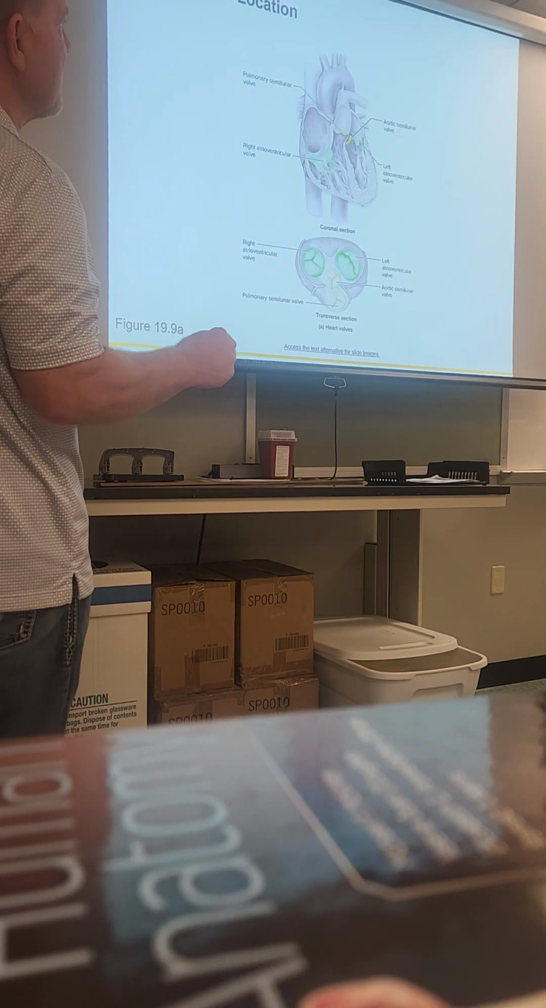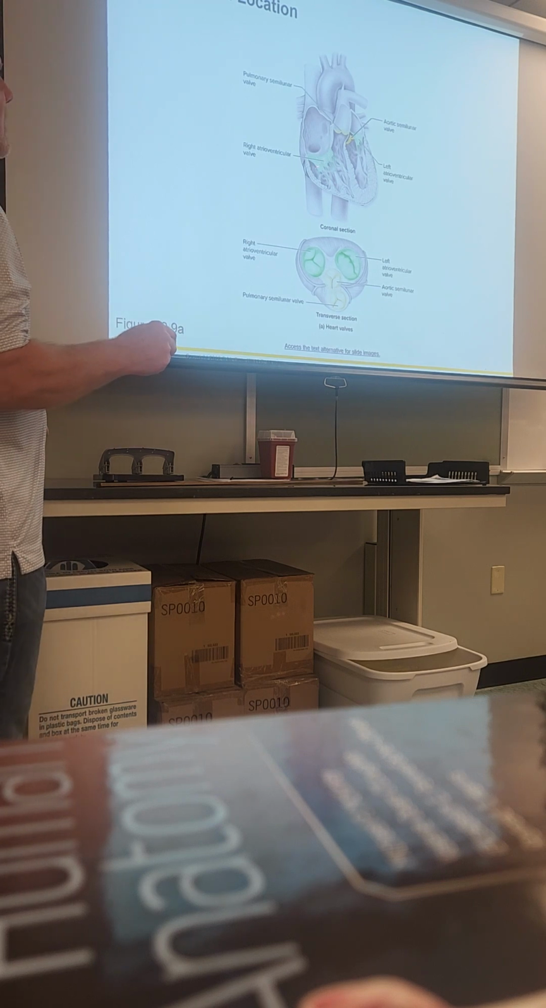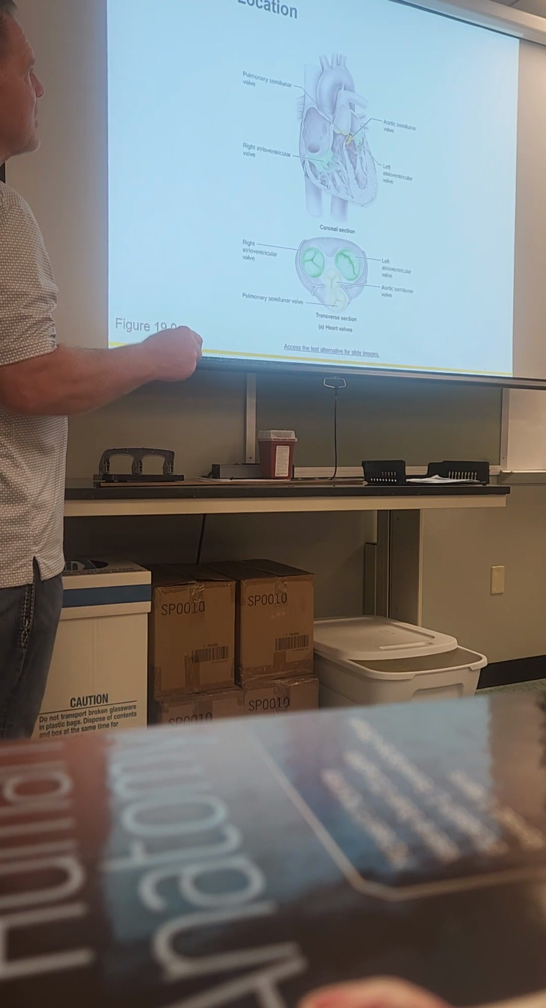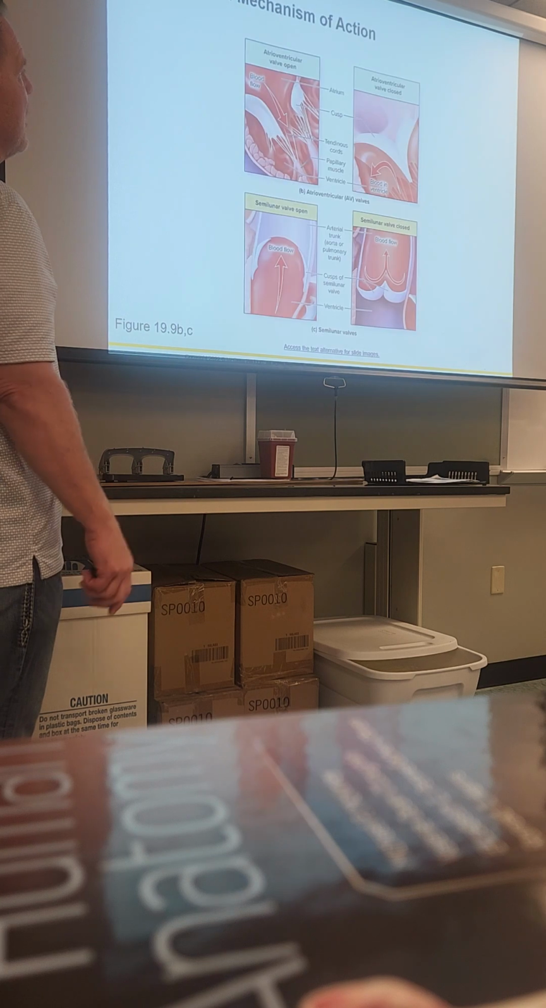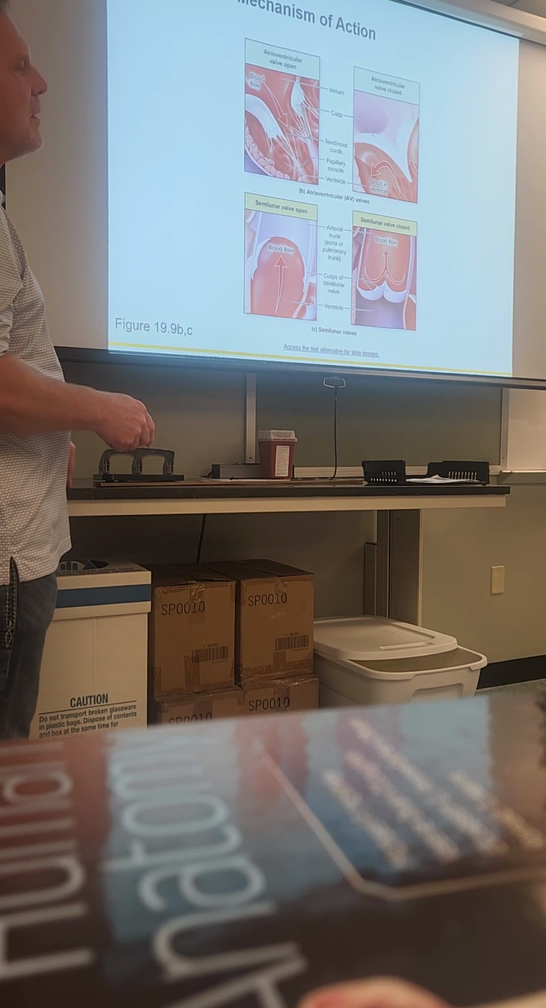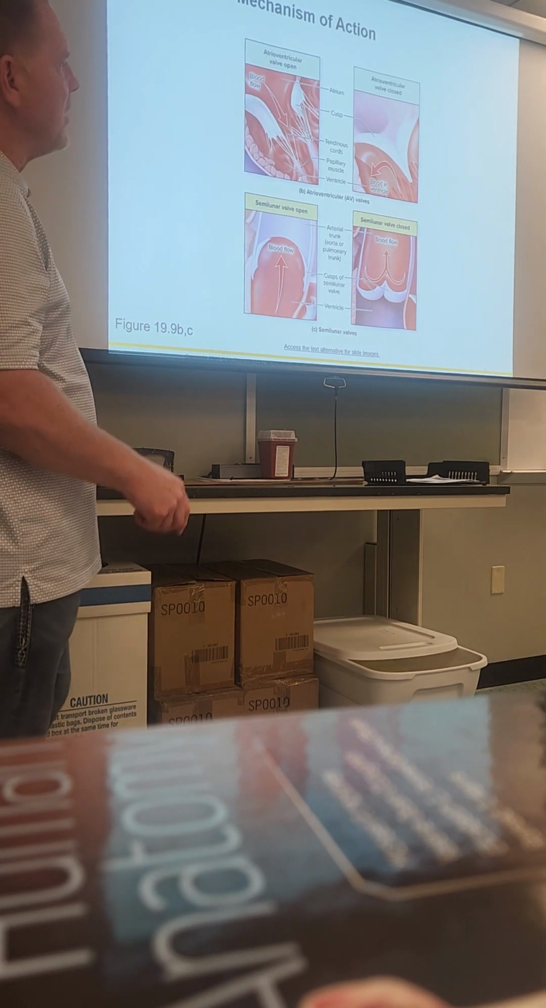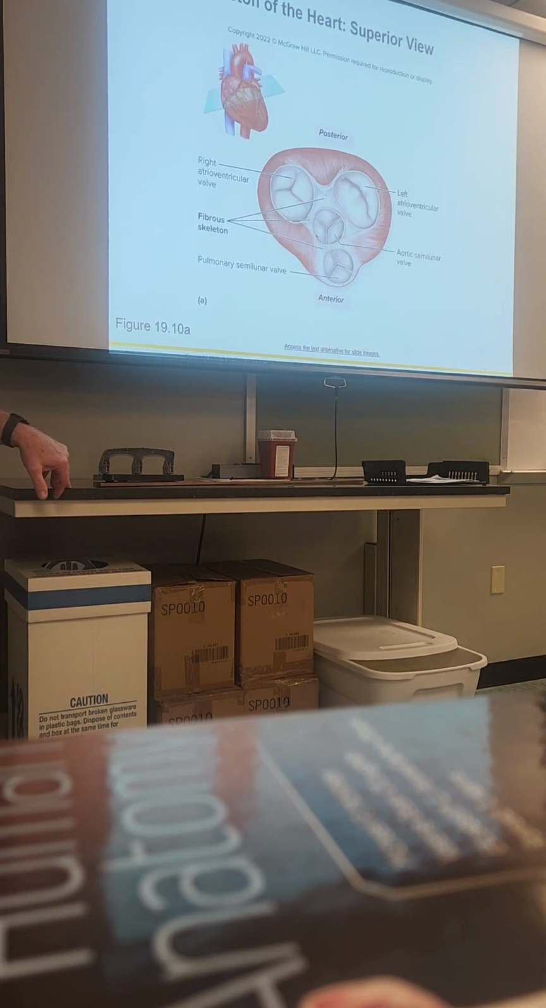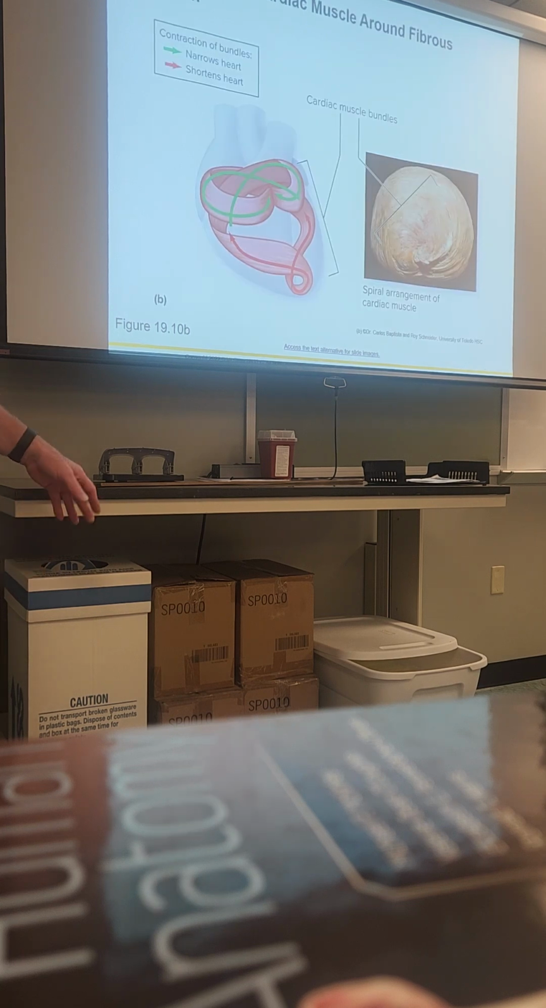Here's pretty pictures of those valves. There's the right AV or tricuspid, left AV or bicuspid. There's the semilunars. We see them from a superior view. Here's that illustration of the valves being forced closed or forced open and then closing when the blood moves back. Why would the blood move back? Well, look again at this illustration.